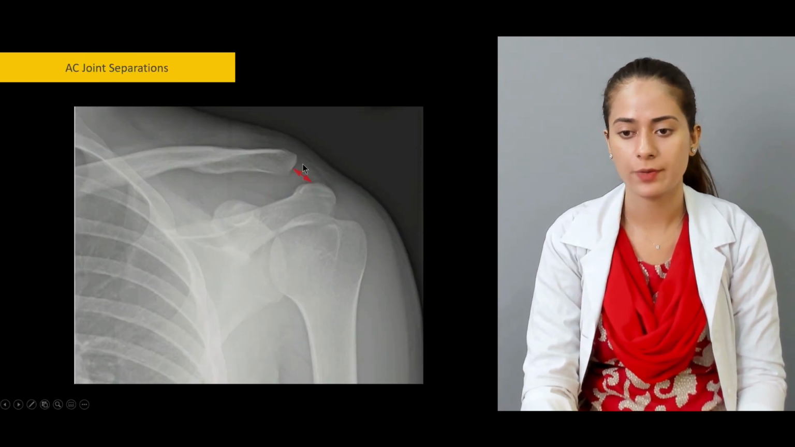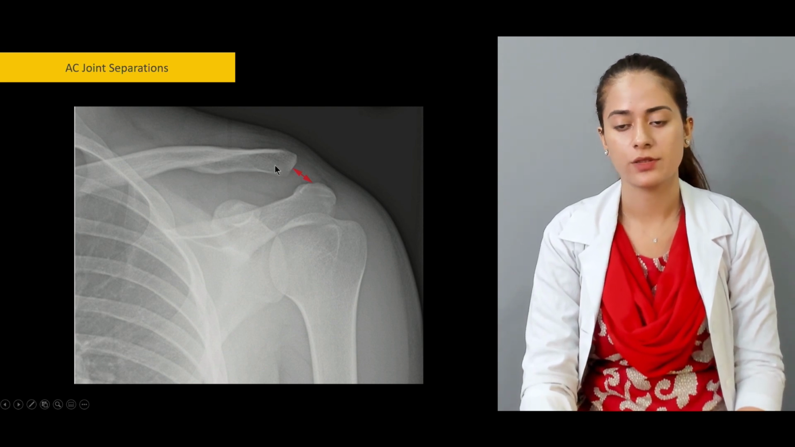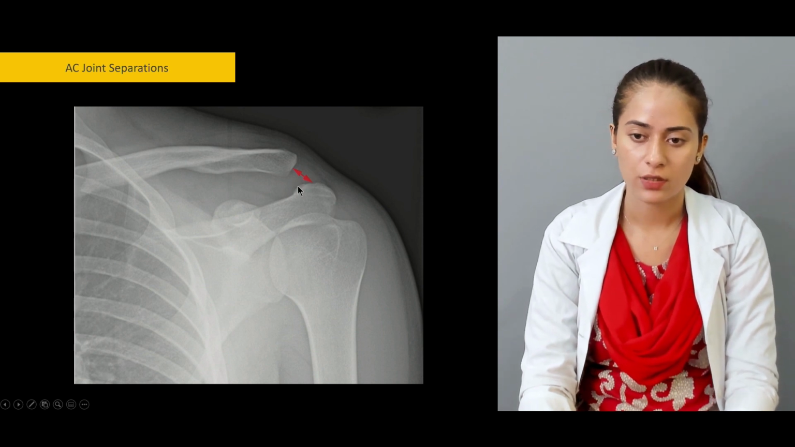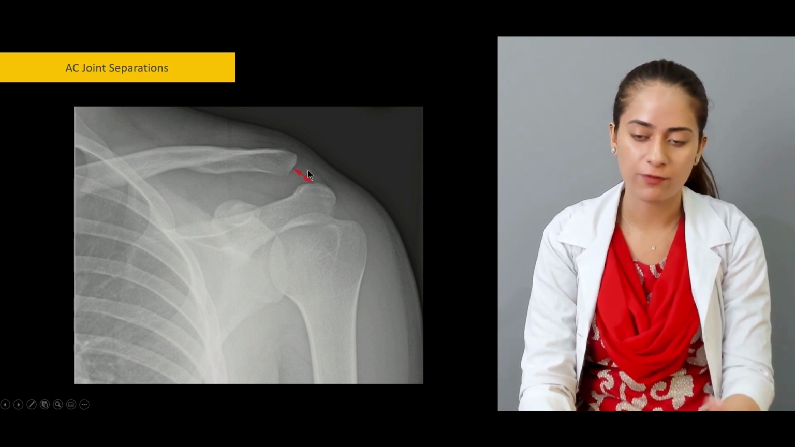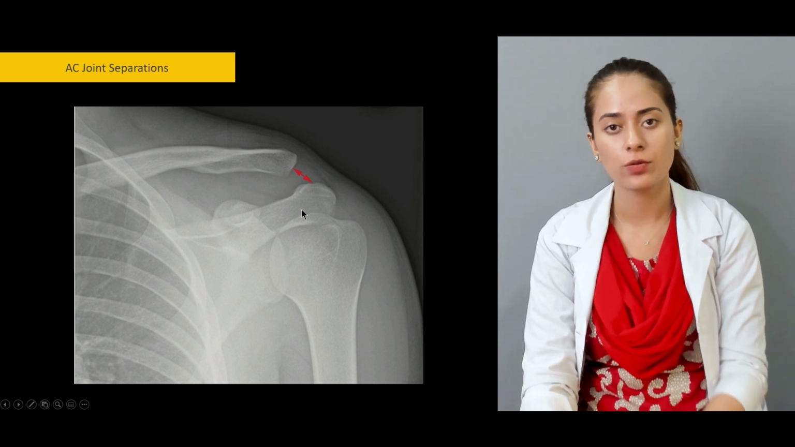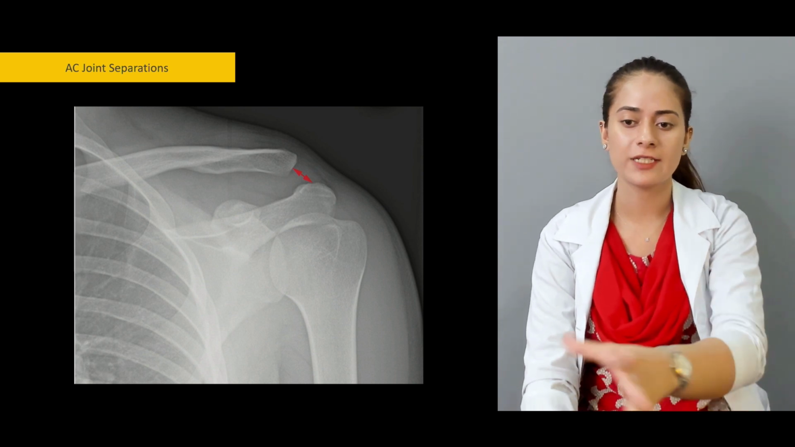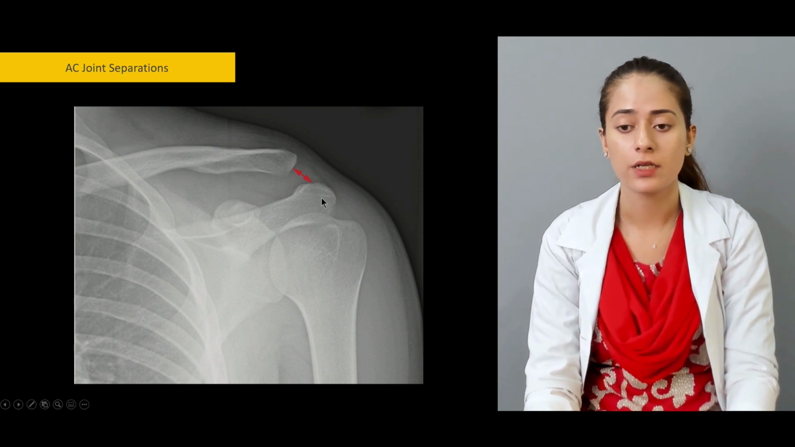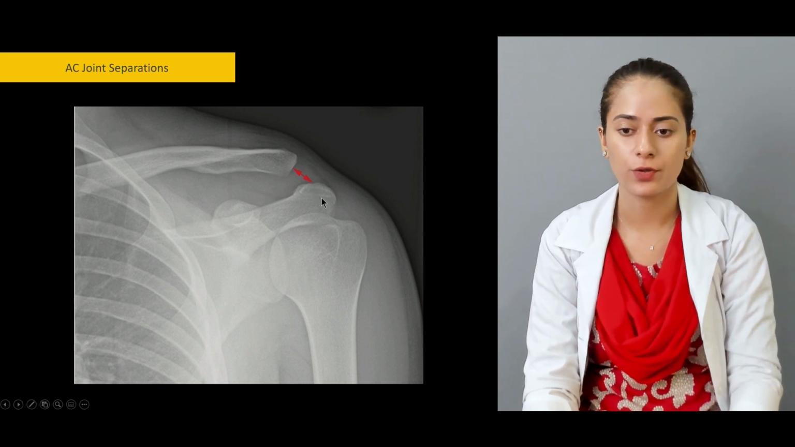Okay, so we talked about this. This is obviously more than normal. This is usually, it should be here. Roughly, it should be here for a normal joint space. But this is obviously more than 7 for male or 6 for females.